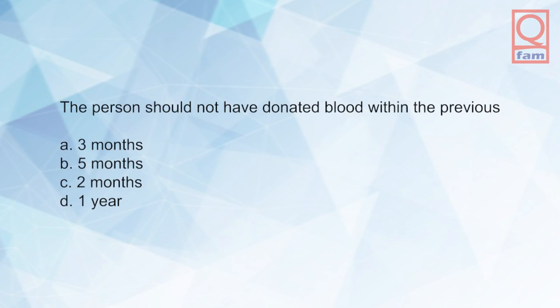The person should not have donated blood within the previous? A. 3 months. B. 5 months. C. 2 months. D. 1 year. The answer is A. 3 months.